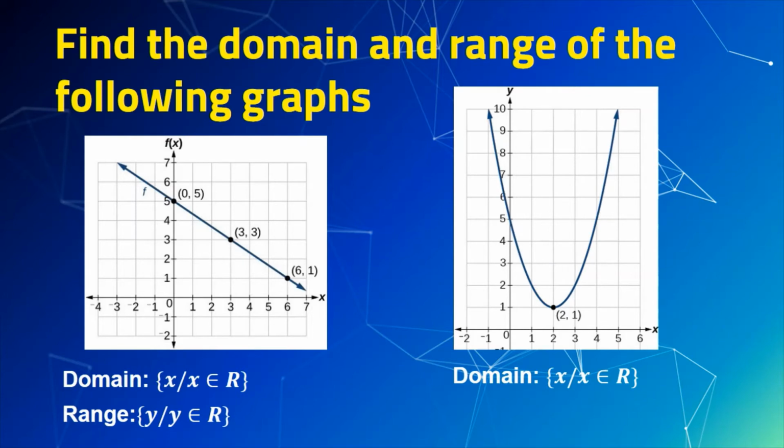But the range, looking at the y-axis, begins at +1, then goes upward. The graph does not pass through 0 on the y-axis. It begins with 1, then upward. So the range is all values of y such that y is greater than or equal to 1.